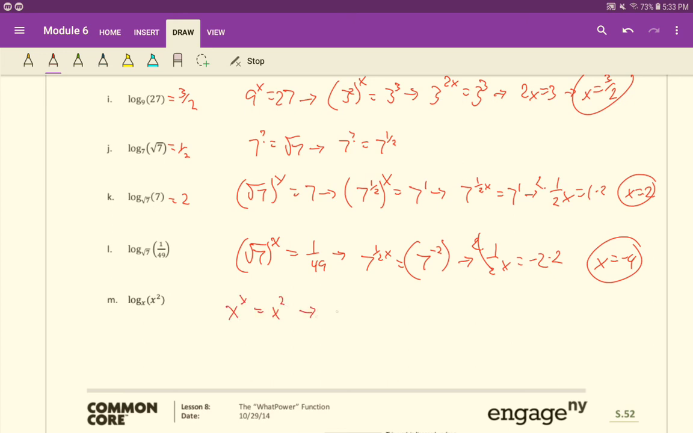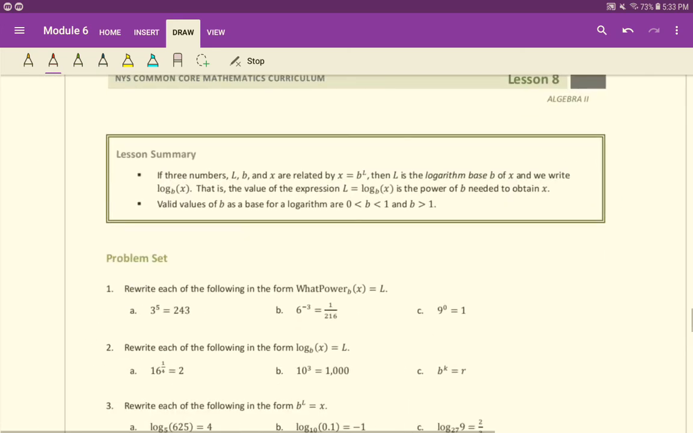Okay. And then here, x to what power gives you x squared? Well, it's just going to be 2, right? They're the same exponent there, so 2. Whoops, and this is negative 4. Okay, and there's the end.